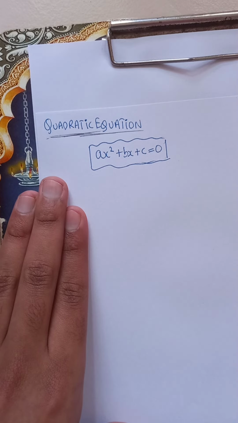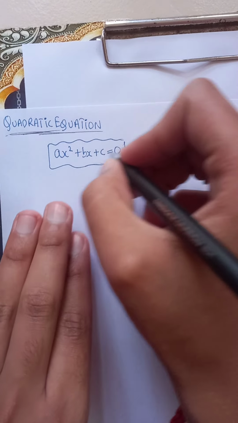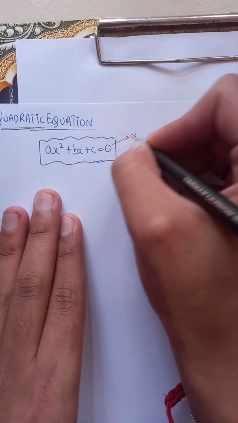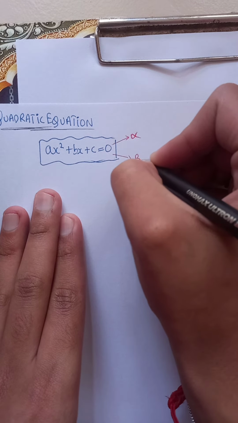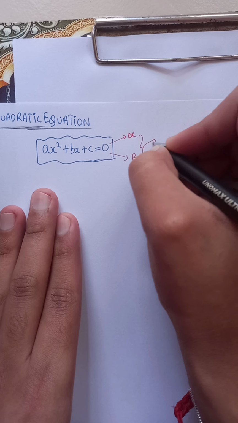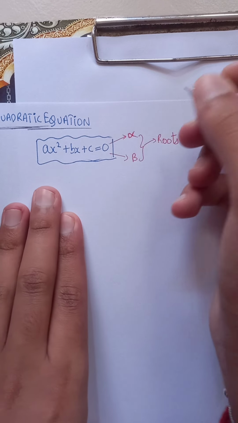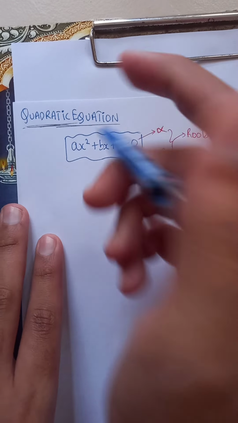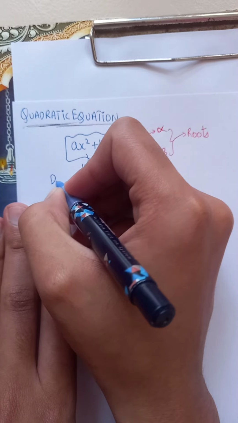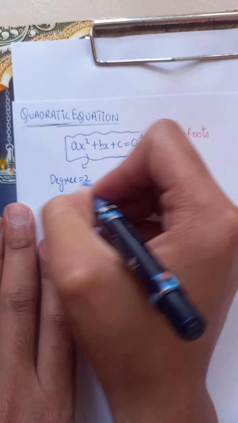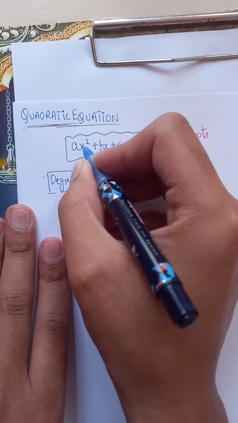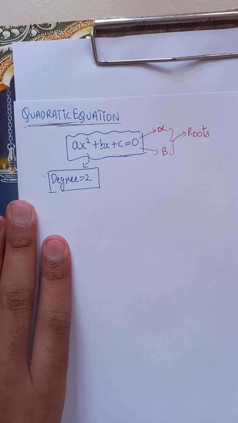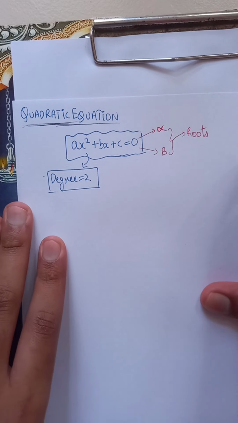Now suppose this quadratic equation ax square plus bx plus c is there, and it has two roots, let's say one root is alpha and another root is beta. So these are the roots. Okay, so see, this quadratic equation is of degree 2. How is the degree 2? Because degree is nothing but the highest power of the equation. What is the highest power here? 2 is the highest power, right? So 2 is the degree of the quadratic equation.